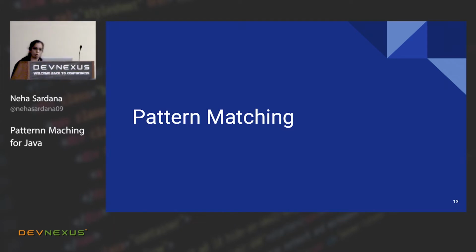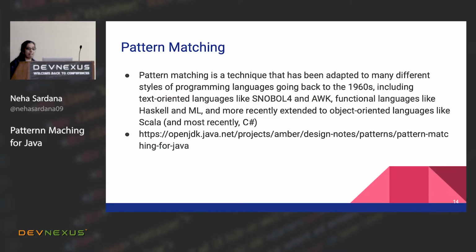Now we get to the real topic, which is pattern matching. And by definition from the designer, Brian Goetz, this is the definition. Pattern matching is a technique that has been adopted by many different styles of programming languages going back to the 1960s, so it's not new, including text-oriented languages like SNOBOL4 and AWK. It also is used in functional languages like Haskell and ML, more recently extended to object-oriented languages like Scala and C# as well, actually now added to Java. And this is the link where you can find this definition and more data as well.